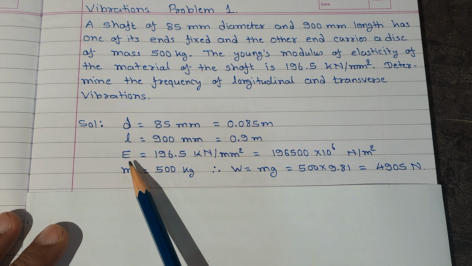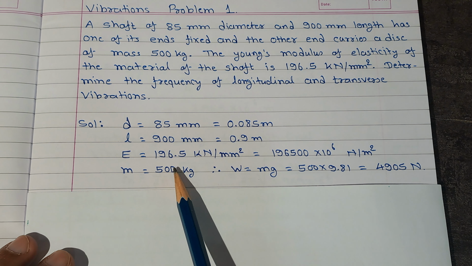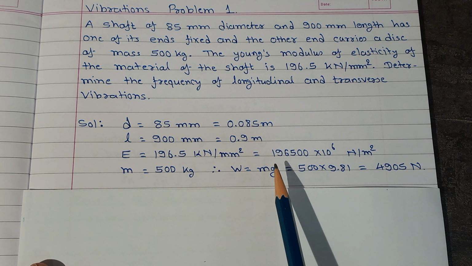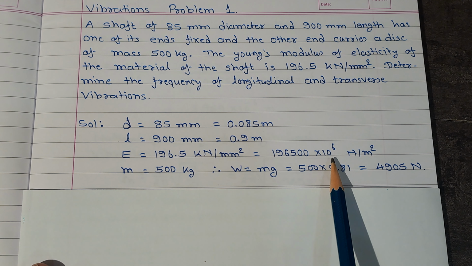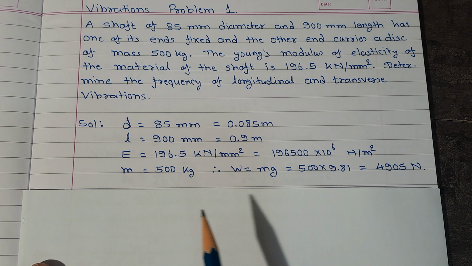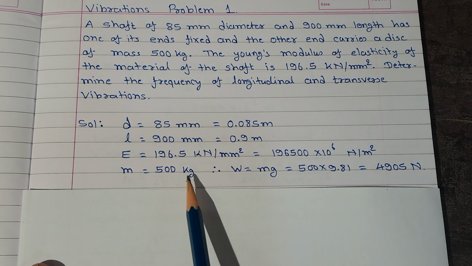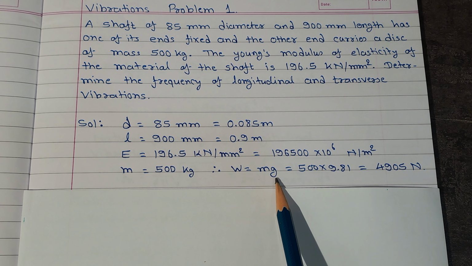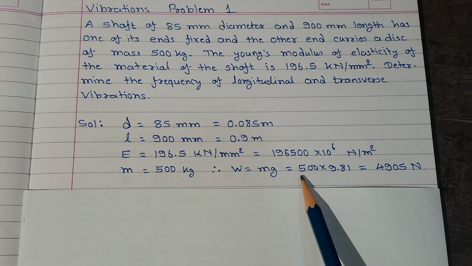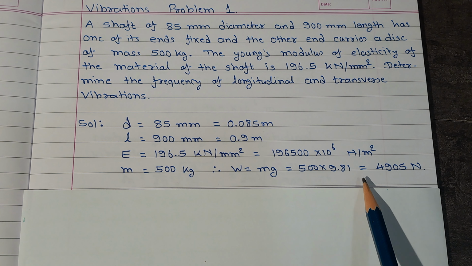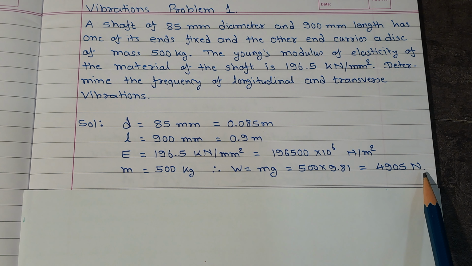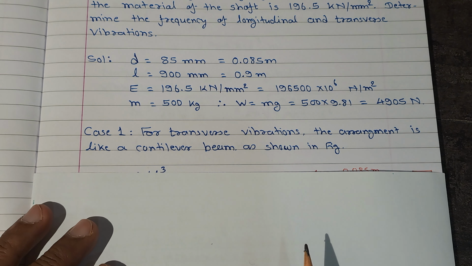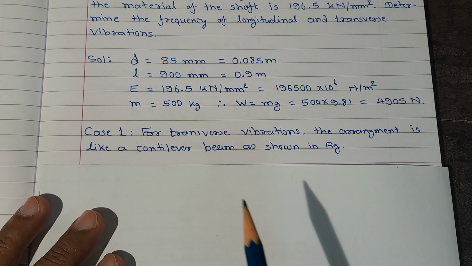Modulus of elasticity, that is Young's modulus E, is equal to 196.5 kilonewton per millimeter square. So it can be written as 196,500 into 10 raised to 6 Newton per meter square. And mass of the disc is given as 500 kilogram. Hence the weight will become mass into gravitational acceleration, mg, that is equal to 500 into 9.81, which gives us 4905 Newton.